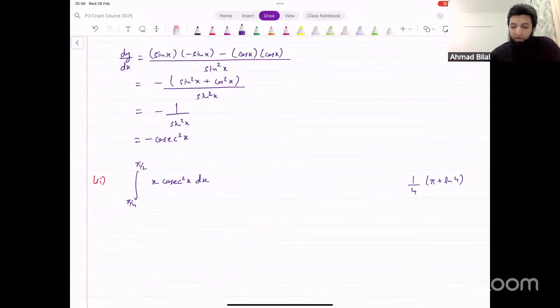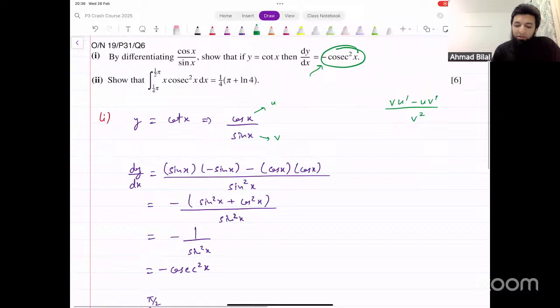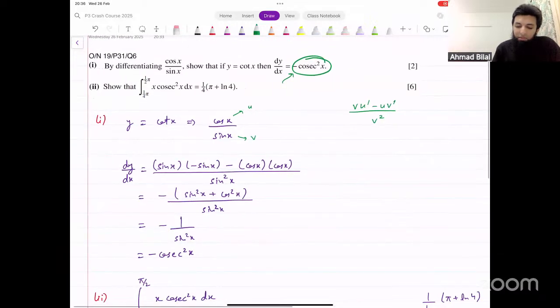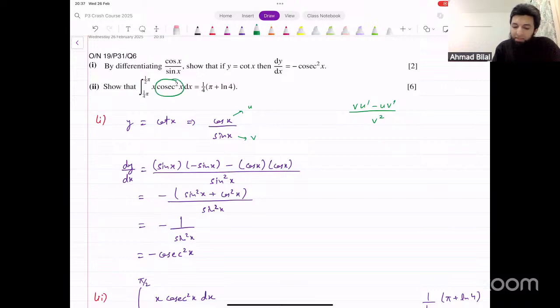Let's think about it. Why did they make us find the derivative in the first part? And then there's a 6 mark part after that in which they're asking us to integrate something that has that same function cosecant square x. Can we use that somehow here? The derivative of cot x is minus cosecant square x. If we reverse this, we can say the integration of cosecant square x with respect to x should be minus cot x.